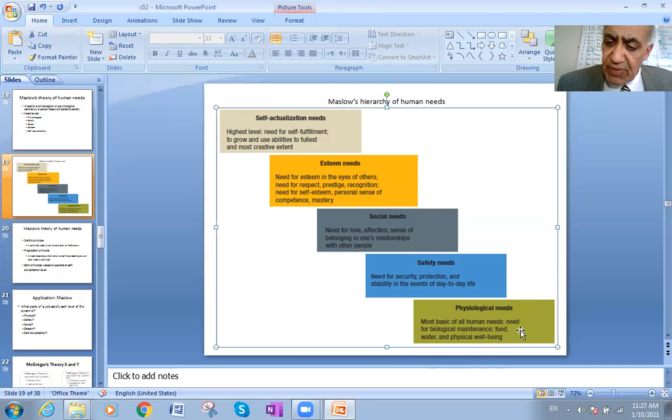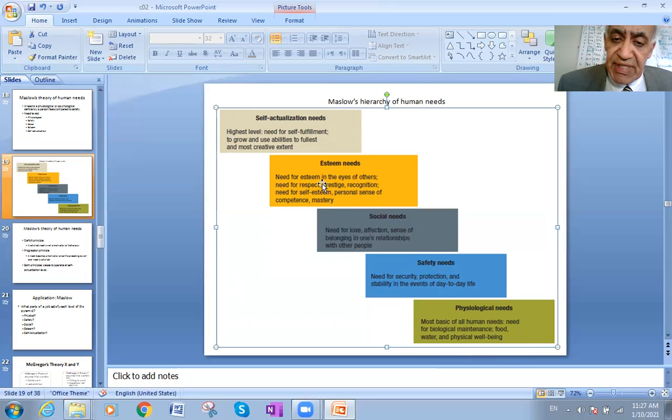So we have the physiological needs, the most basic of all human needs, the biological maintenance. This is what we said, survival needs. You cannot live without eating, without drinking, without marrying, without having your girlfriend, you cannot live without shelter, without clothes. Okay. Safety needs, second one, need for security and protection. Social needs of love and belonging.